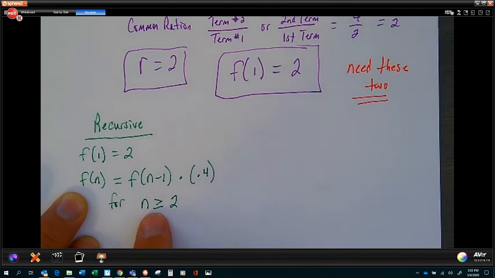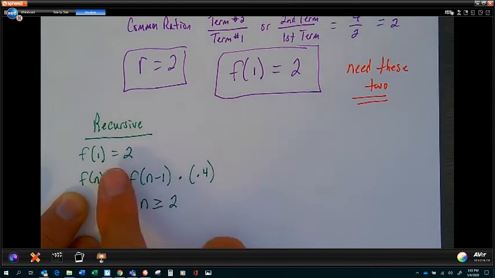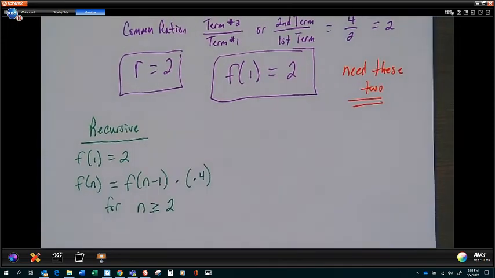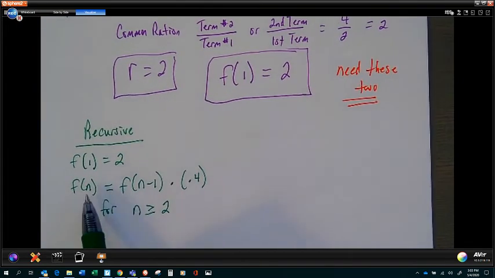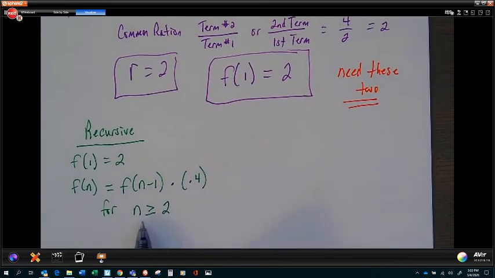Why? Because we already know the first term, so I have to find the second term or above, because I already know the first term. So that's it. That's the recursive formula for that right there. And again, we say it, the first term is equal to 2, and in the recursive formula, the next term is equal to the previous term times the common ratio, for every term above or equal to 2.